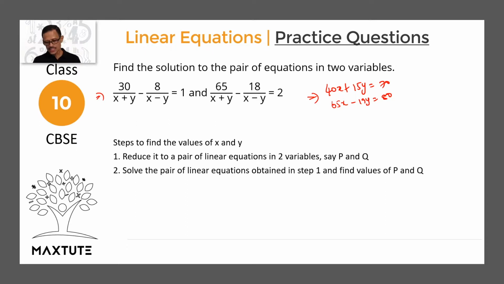Step 2, solve these two equations in p and q and find the values of p and q. You'll get two linear equations which appear this way. So you can use either the substitution, elimination or the cross multiplication method to find the values of p and q. Step 3, substitute these values of p and q and find the values for x and y. Let's set about doing that.